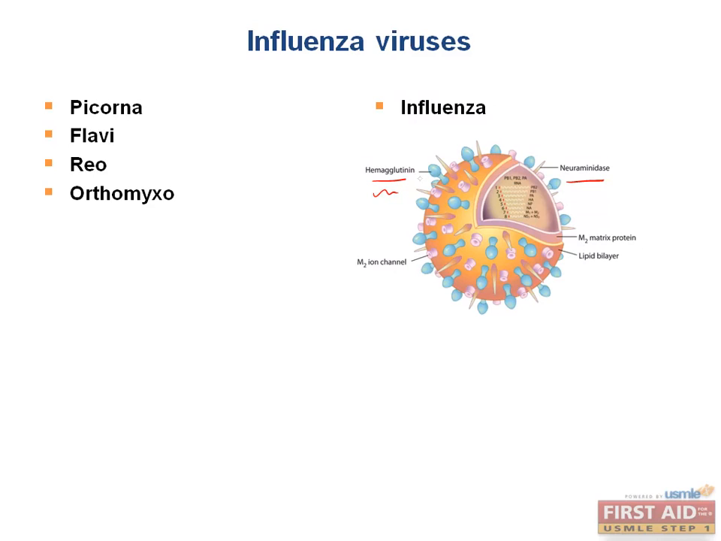Hemagglutinin proteins allow the virus to attach to and enter cells by binding to sialic acid sugars on respiratory epithelial cells. On the other hand, neuraminidase is an enzyme that allows the virus to exit the cell by cleaving the sialic sugars that are bound to the mature viral particles.